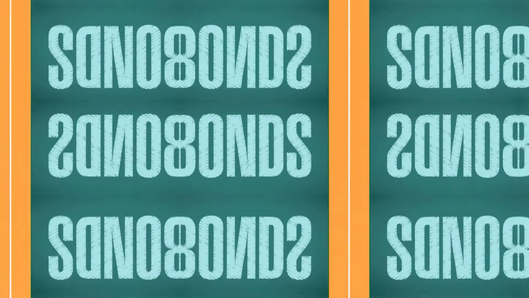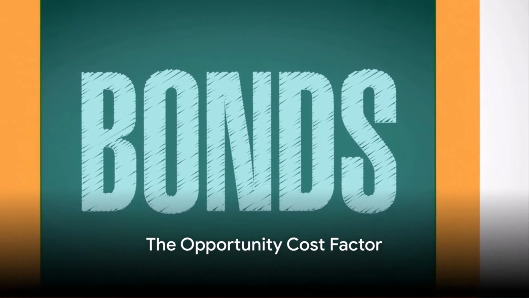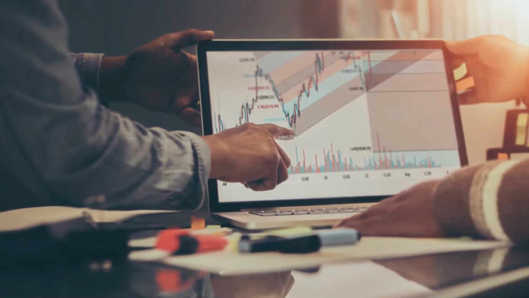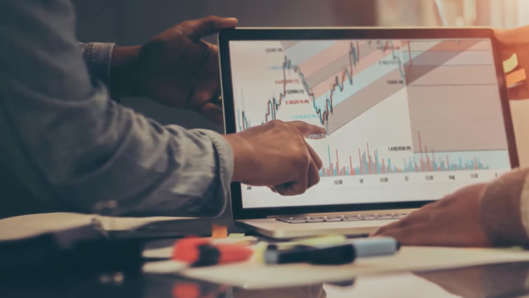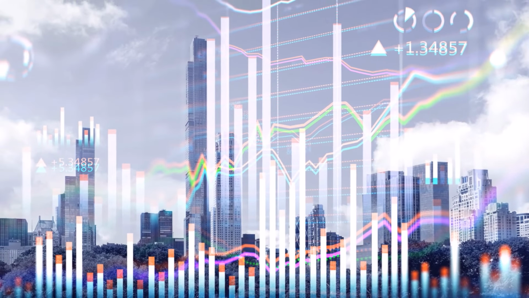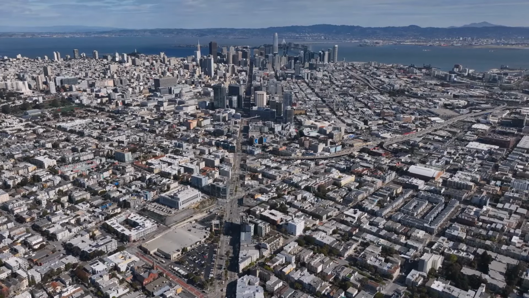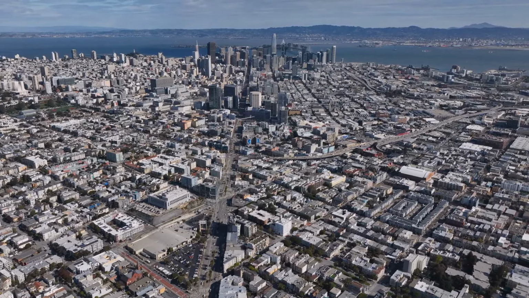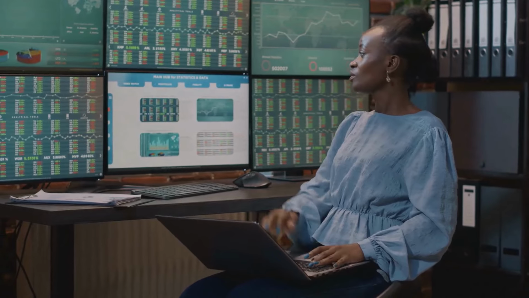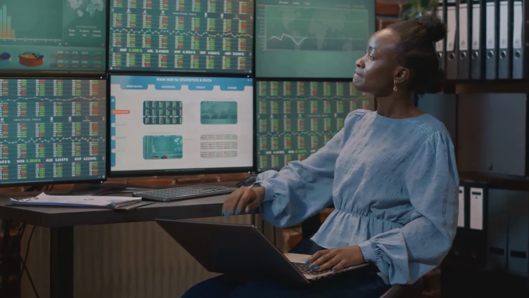But why does this happen? It's all about opportunity cost. You see, bonds are unique in that they pay a fixed interest rate. When interest rates in the broader economy rise, new bonds come into the market offering higher yields. These new bonds become the belle of the ball, luring investors with their attractive returns.